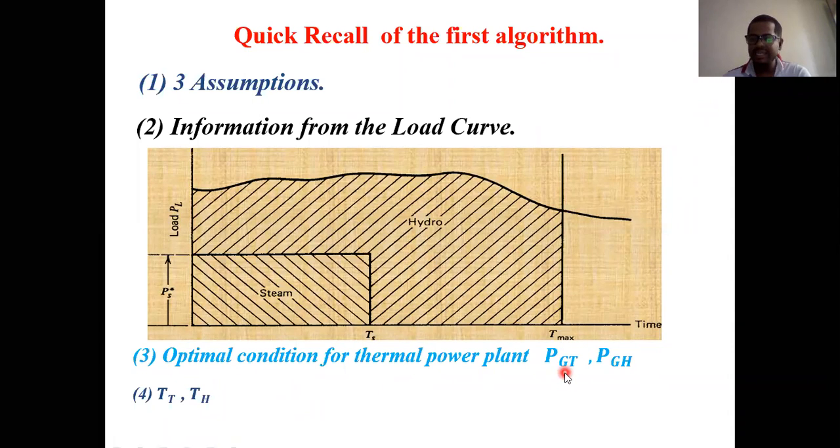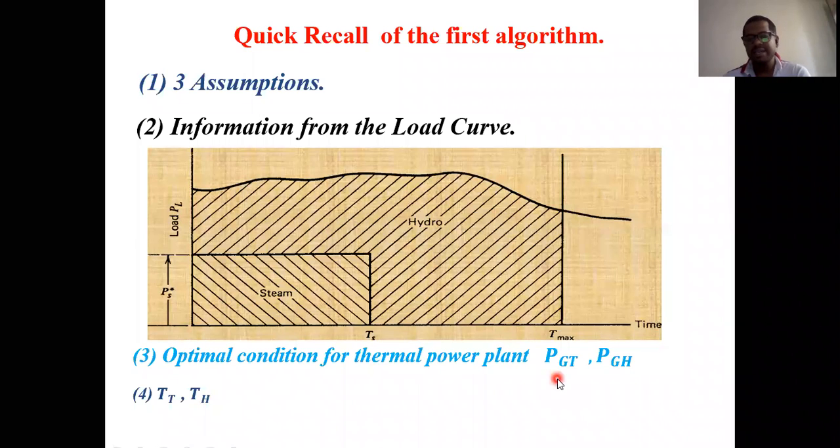So along with PGT and PGH, we need to find out TT and at the same time TH, because when we are considering scheduling along with the hydropower plant, definitely we must consider the time parameter also. This is one of the important parameters, because when you are considering the hydropower plant, the most important constraint is water availability. When we are talking about water availability, definitely we should talk about timing also, because we don't have water availability throughout the time period. Water may be present in some periods and may not be present in others. So that's why we must consider a time period.